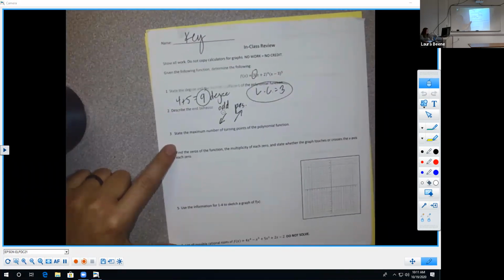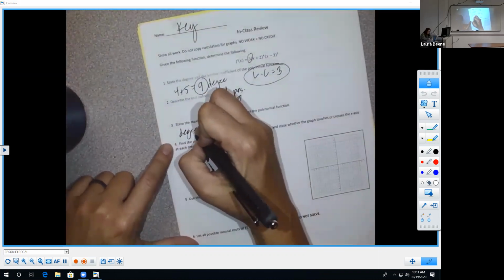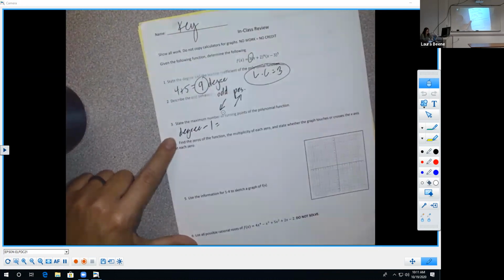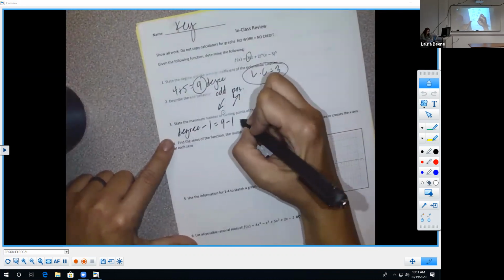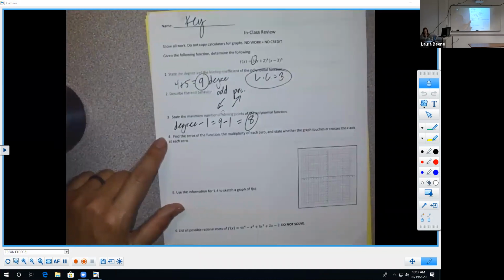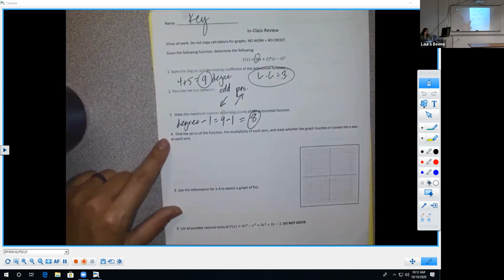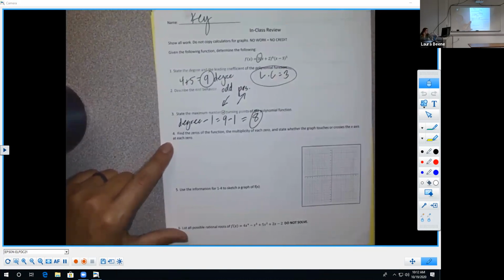Maximum number of turns is degree minus 1. So the degree minus 1 would be 9 minus 1, which is 8. So this possibly could have a whole bunch of turns on it. It probably doesn't, but it could. Okay, find the zeros, multiplicity, and tell what it does on the graph.